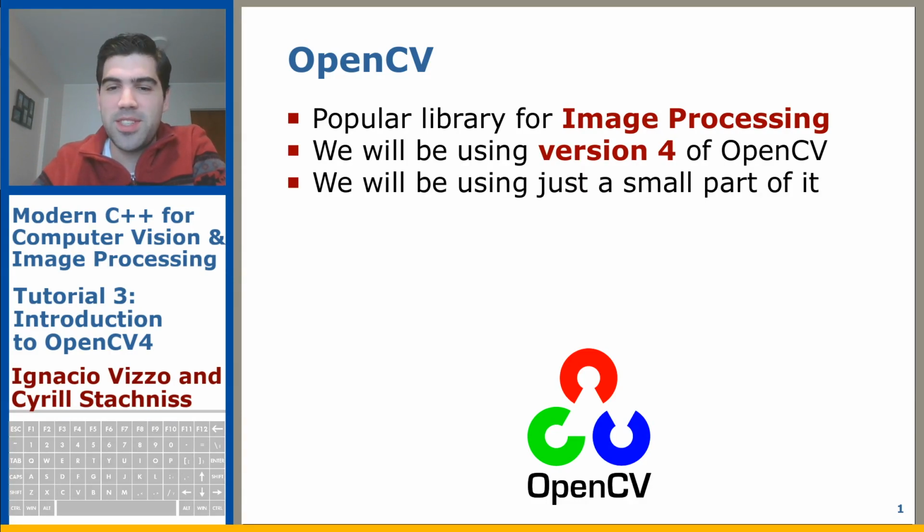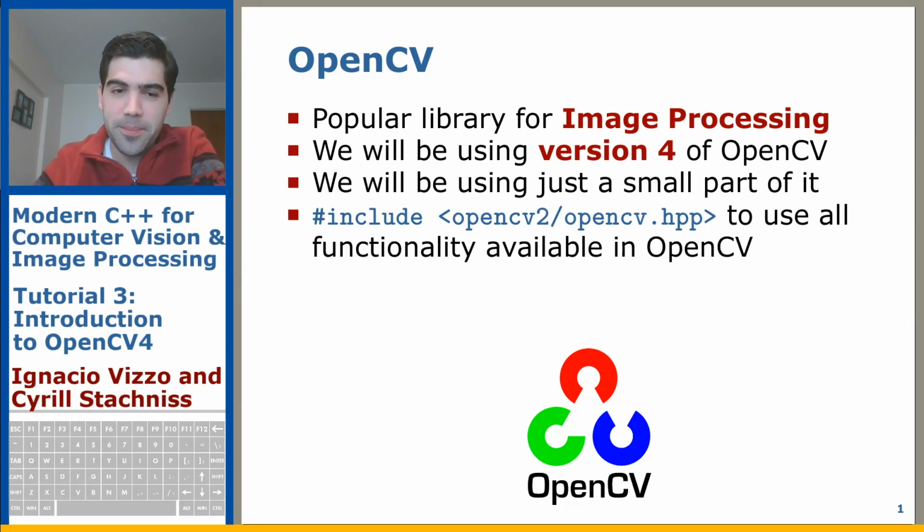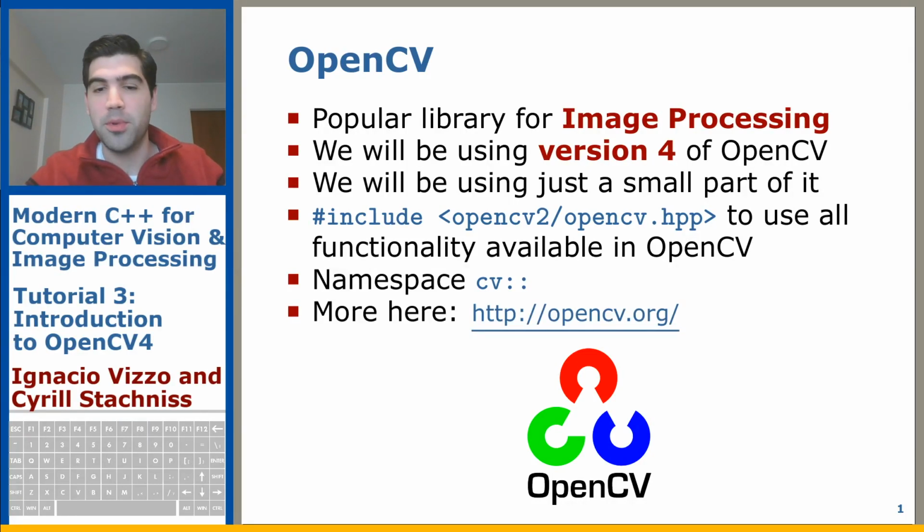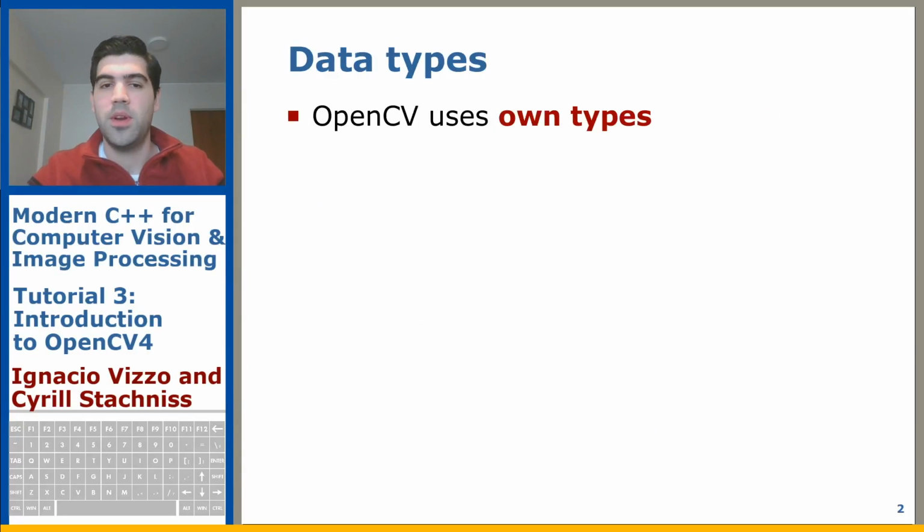We will be using just a really small part of it, and when I say small, it's basically less than 1% of the library. To access all the functionality of the library, you just include this header file. If you go and check this header file, inside there are multiple include statements. All the functionality will be under the namespace cv, and there's much more information on OpenCV, right?